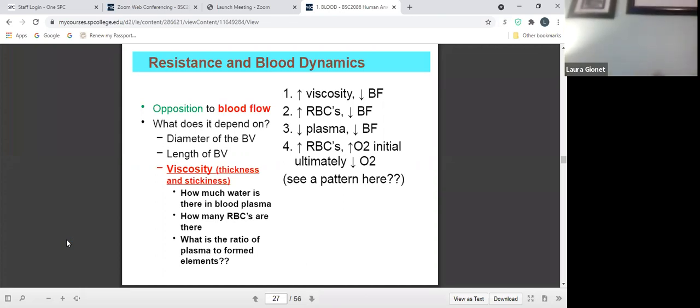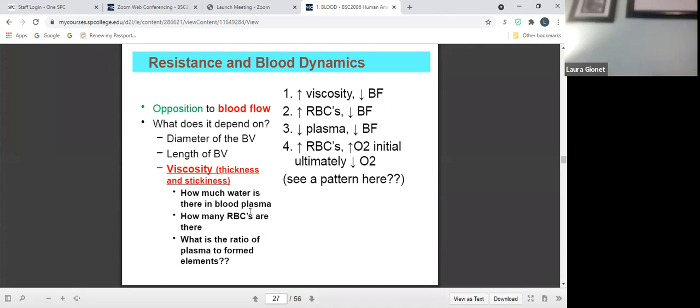So as viscosity increases, blood flow decreases. Anything that increases the viscosity and increases the thickness of blood will decrease the blood flow. If we increase the number of red blood cells, let's say in polycythemia, then we decrease blood flow. Why? Because if we increase the red blood cells, we're increasing the viscosity. If we're dehydrated and don't have as much water, we decrease our plasma, and we decrease our blood flow, because when we decrease our plasma, we increase the viscosity.